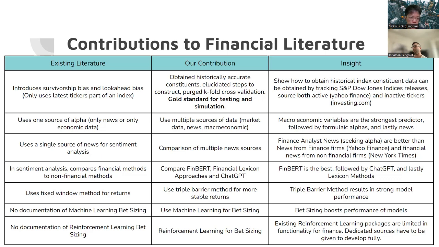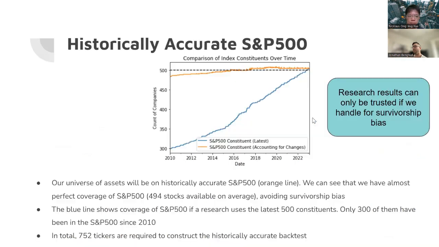Also, a lot of existing literature uses the fixed window method for returns. We document the triple barrier method for small stable returns, which results in strong model performance. And lastly, machine learning and reinforcement learning for bet sizing. This is not too well documented, and we found that bet sizing improves the performance of the P&L.